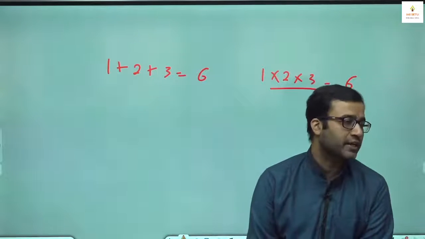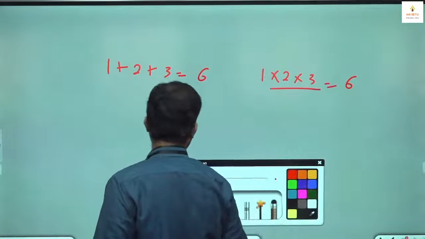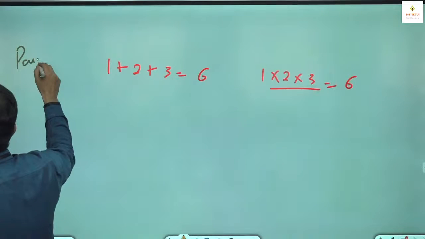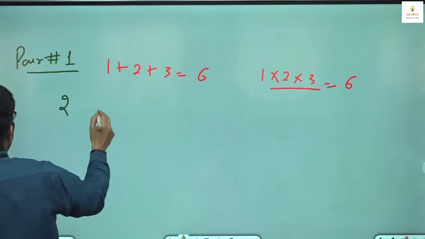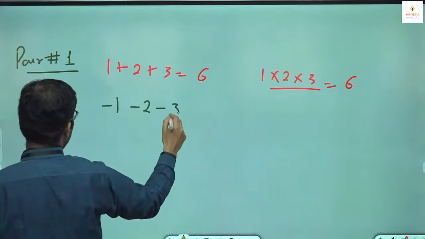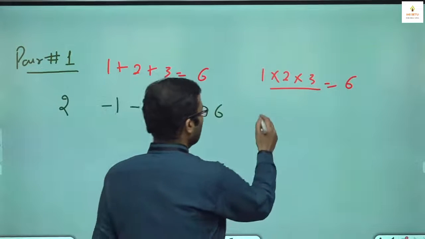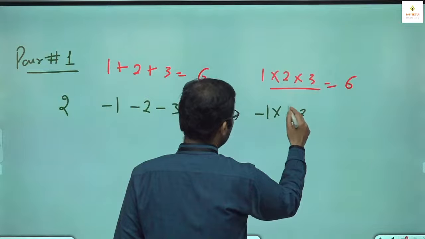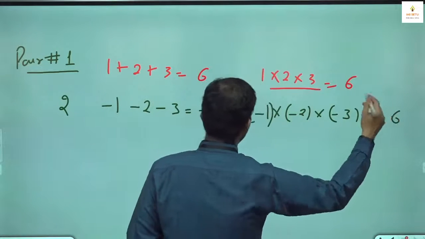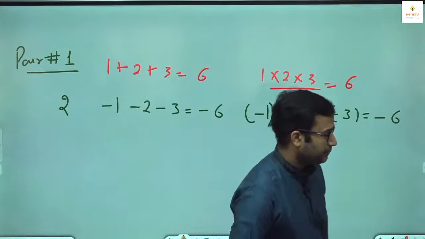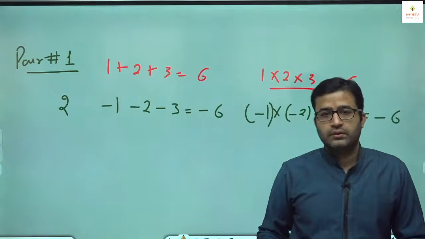-1, -2, -3. Here these are also integers. So your pair number 1 is 1, 2, 3. Your second pair is -1, -2, -3. Your total is -6. If you multiply -1 into -2 into -3, here also we get -6. This is the second pair. Think.